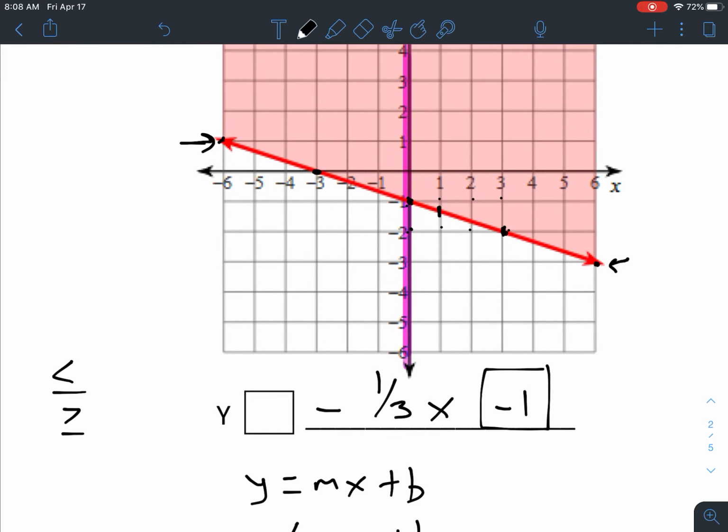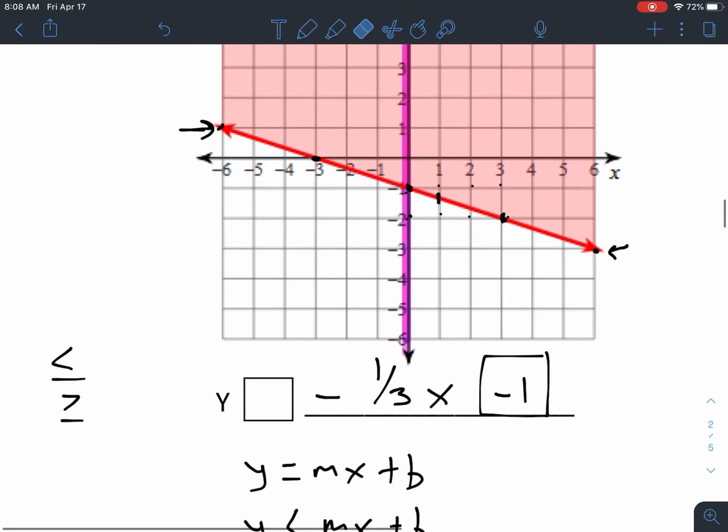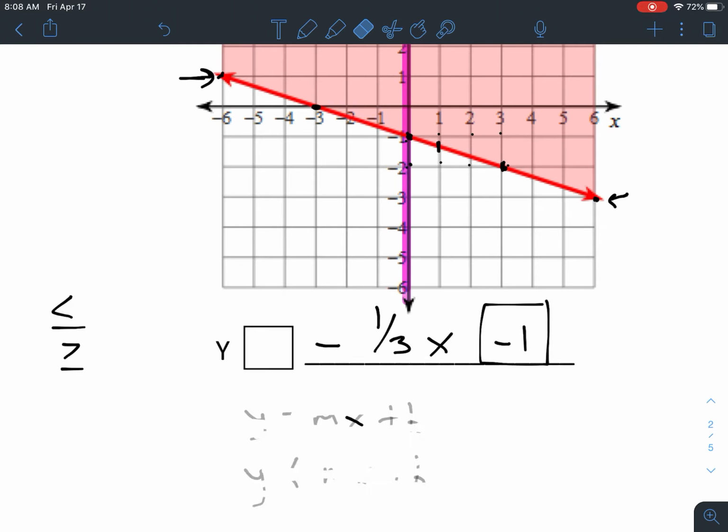So what we have to do is we have to now take a number and test it. Okay? So let's just say we're going to take 0, 0 right here. Okay? 0. We're going to leave a sign blank here. Minus 1/3 x, which is 0, minus 1. Okay, this gives us 0 minus 1.